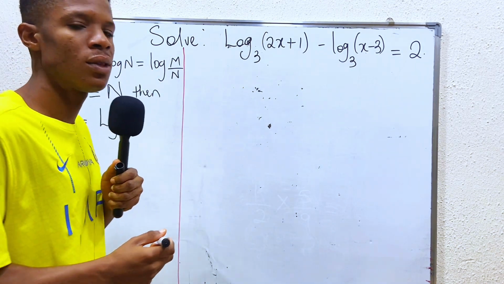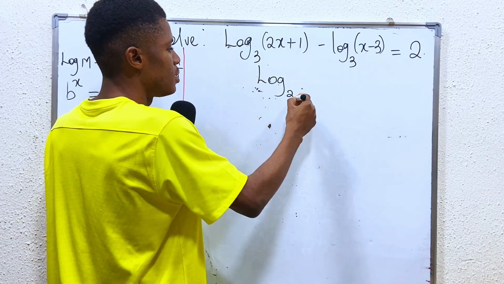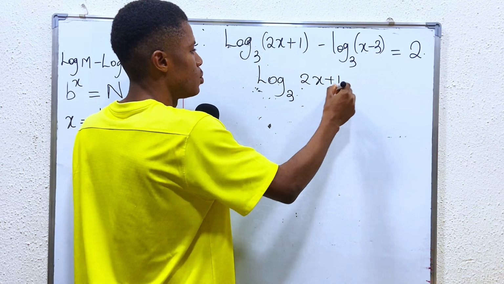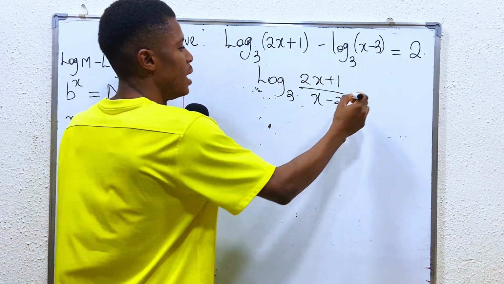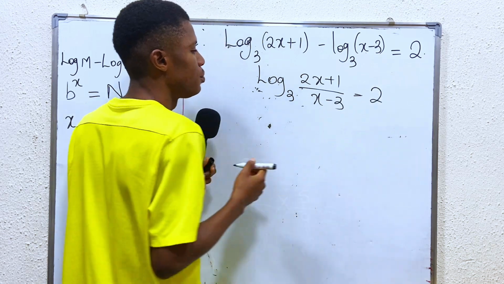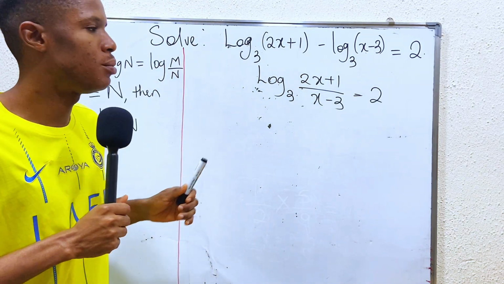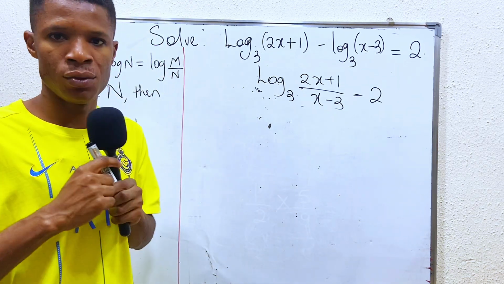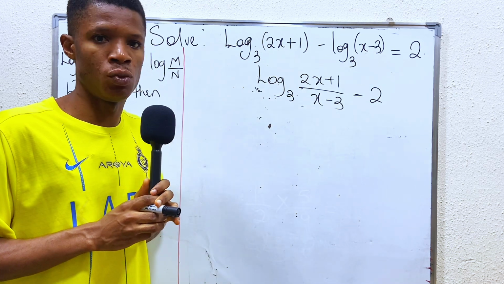So if you agree with this, you can now see that we can write the equation as log base 3 of (2x + 1) divided by (x - 3), and that's equal to what? 2. Recall there is always a relationship between logarithms and indices. So since we have this, we can simply convert these terms to the initial equation.